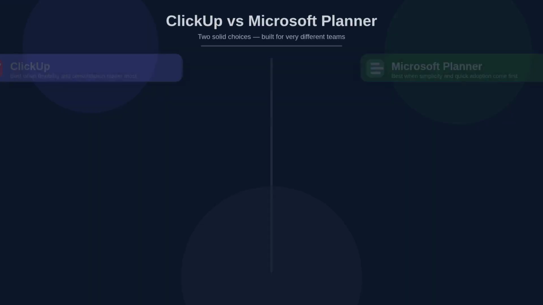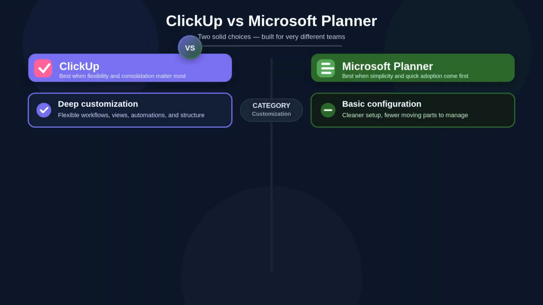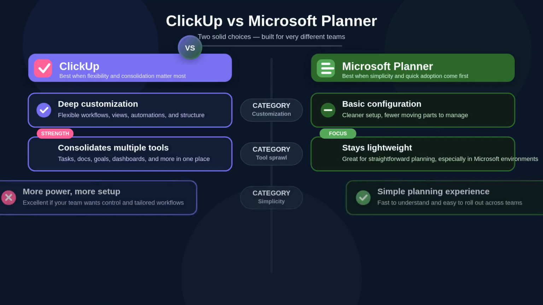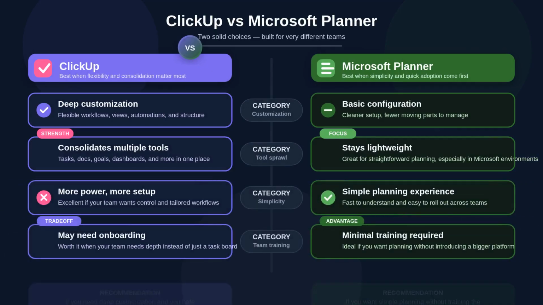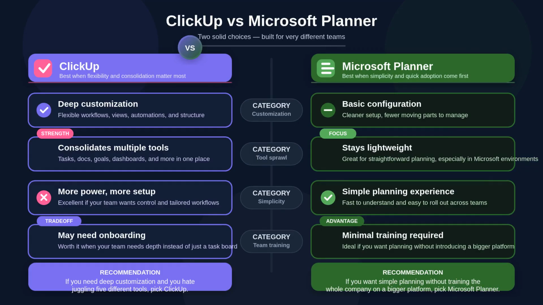So who should pick what? If you want one flexible workspace for marketing, product, ops, or agency work, pick ClickUp. If your team already works inside Teams and Outlook every day and you want the easiest adoption path, pick Microsoft Planner. If you need deep customization and you hate juggling 5 different tools, pick ClickUp. If you want simple planning without training the whole company on a bigger platform, pick Microsoft Planner.